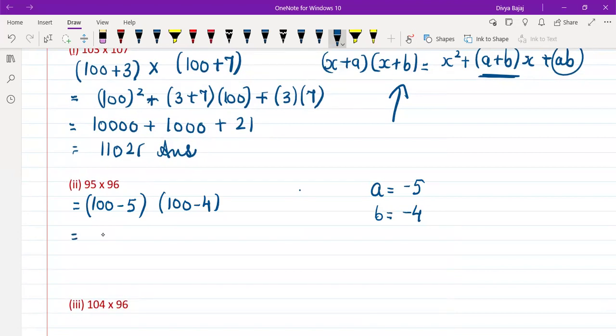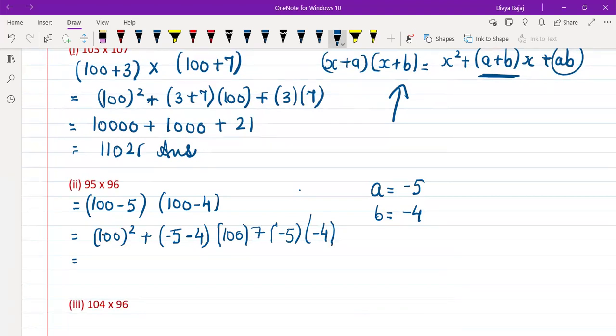The first is saying the square of the first term. So it will be 100 square, plus a plus b, meaning I am going to add both the numbers. Minus 5 is my first number, and then plus b. B is my minus 4. So plus minus minus, it will be minus 4 of x, where x is my 100, plus product of both the terms. My terms are minus 5 and minus 4. So this is how we applied the identity here.